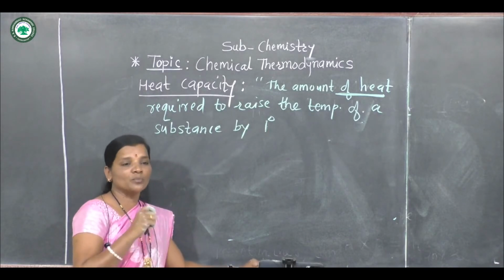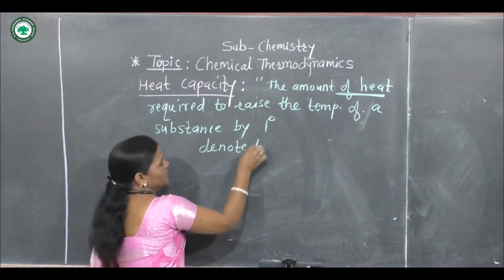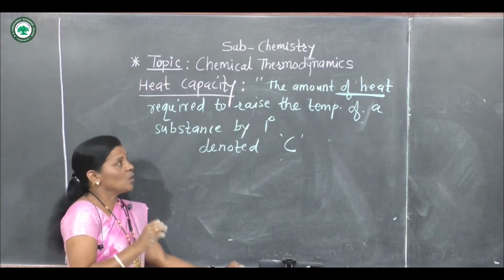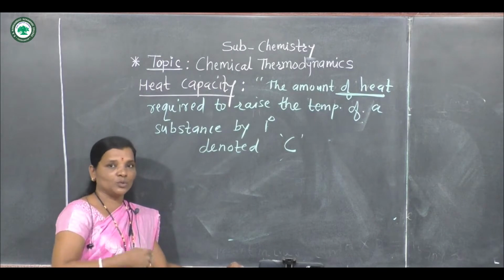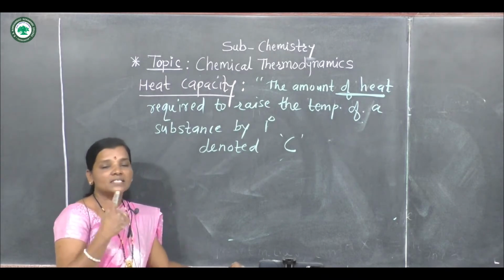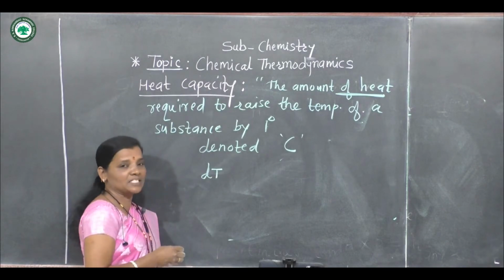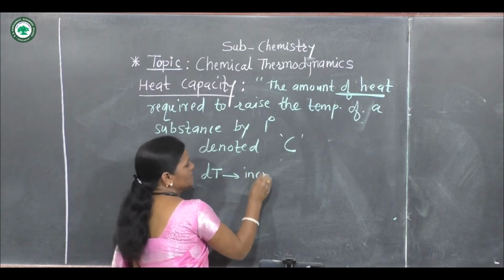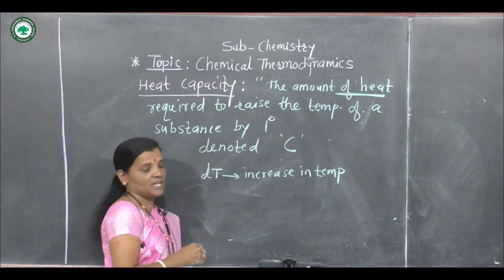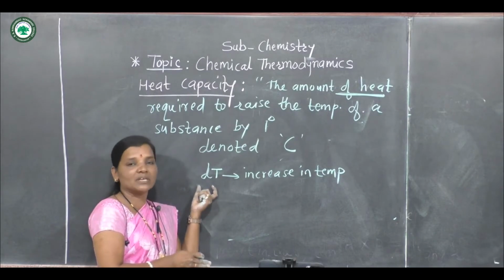Now we will write the formula for heat capacity. Heat capacity is denoted by the symbol C. What is that? The amount of heat required to raise the temperature of that substance or system by only 1 degree. For example, if we consider a small increase in temperature, that is dT, for that system or substance, then some heat is required to increase this temperature.